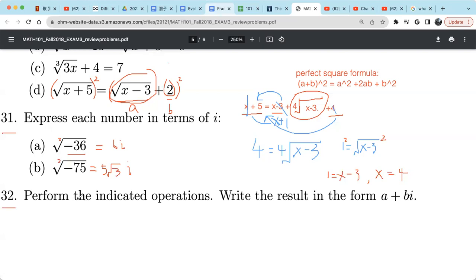Okay, for 32, we want to perform operations, could be plus, could be minus. Basically, we're adding, subtracting, multiplying, and dividing complex numbers in the a plus bi form. This i is defined as the square root of -1. Because in the real number system, any number multiplied by itself has to be non-negative, has to be at least 0. So we create another number system called the imaginary number system, which means this i squared equals -1. I squared equals -1, just to do the things that real numbers cannot do.